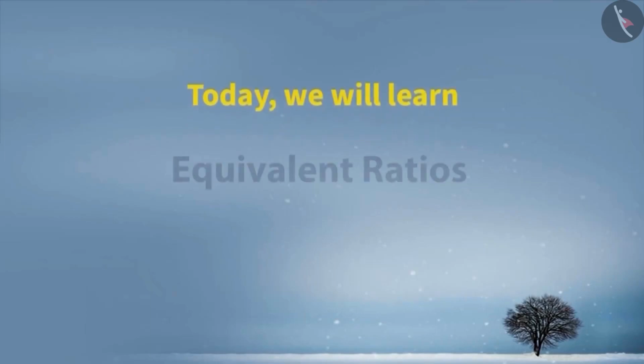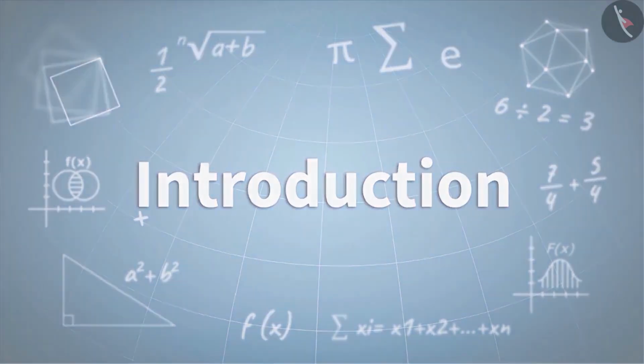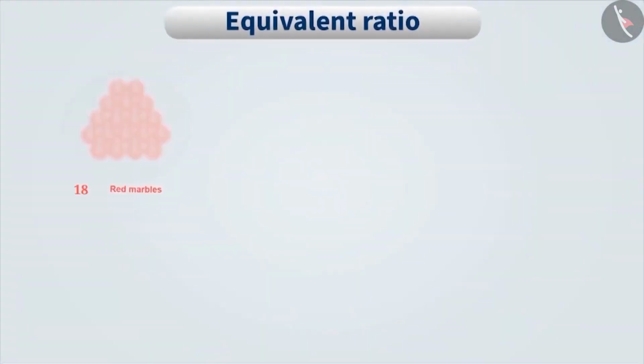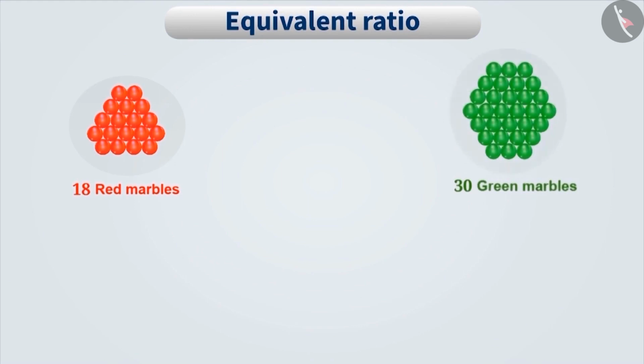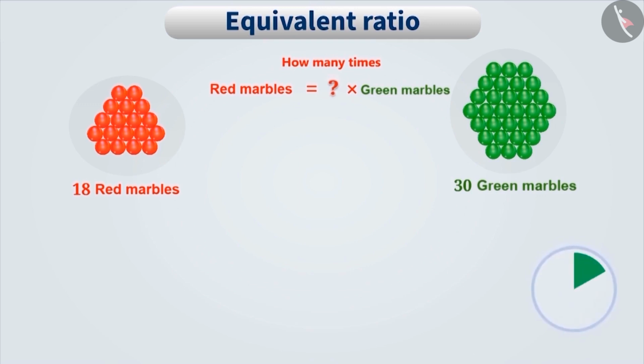Today, we will learn about equivalent ratios. Rahul has 18 red marbles and 30 green marbles. Here, the number of green marbles is higher. Can you tell me how many times the number of red marbles is of the green marbles? Think. Okay, let me tell you.